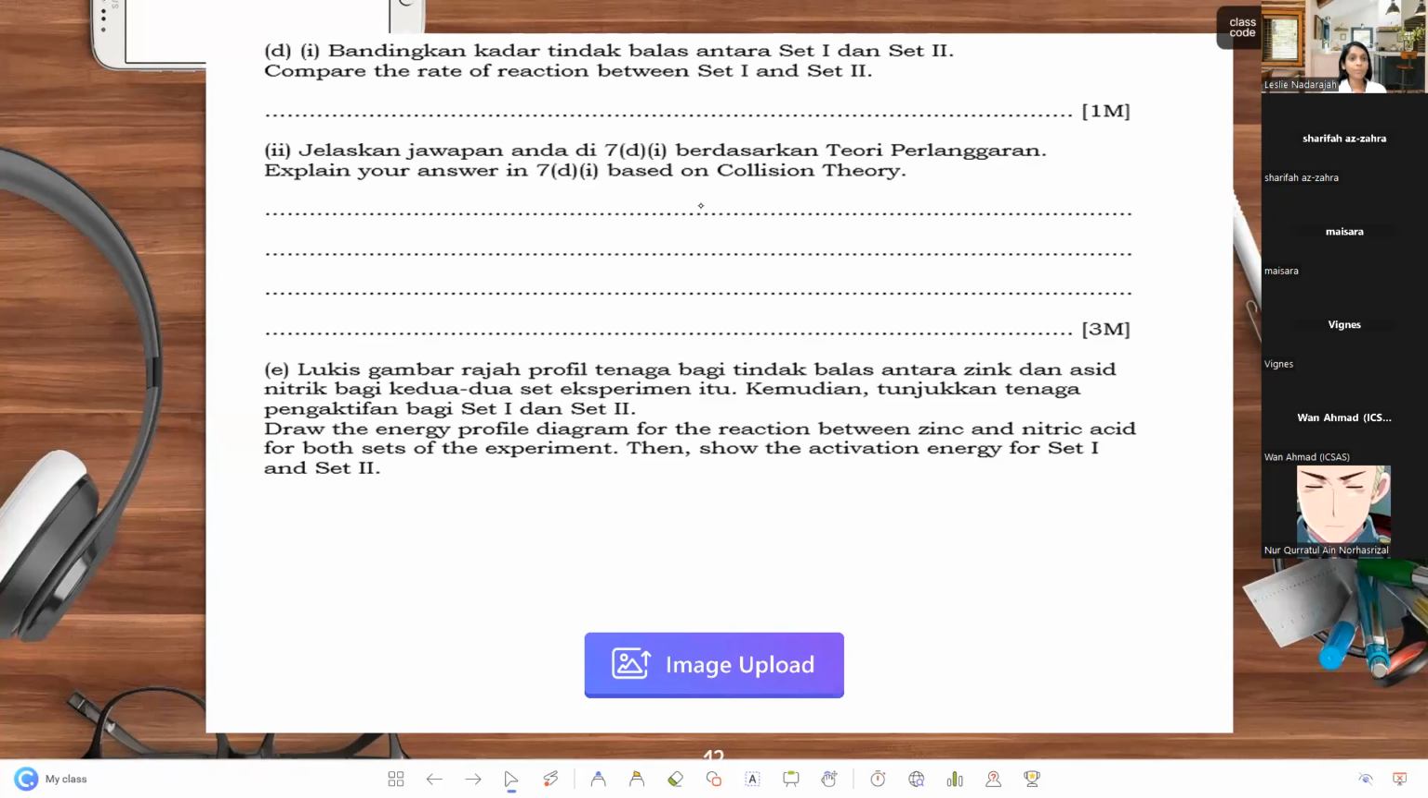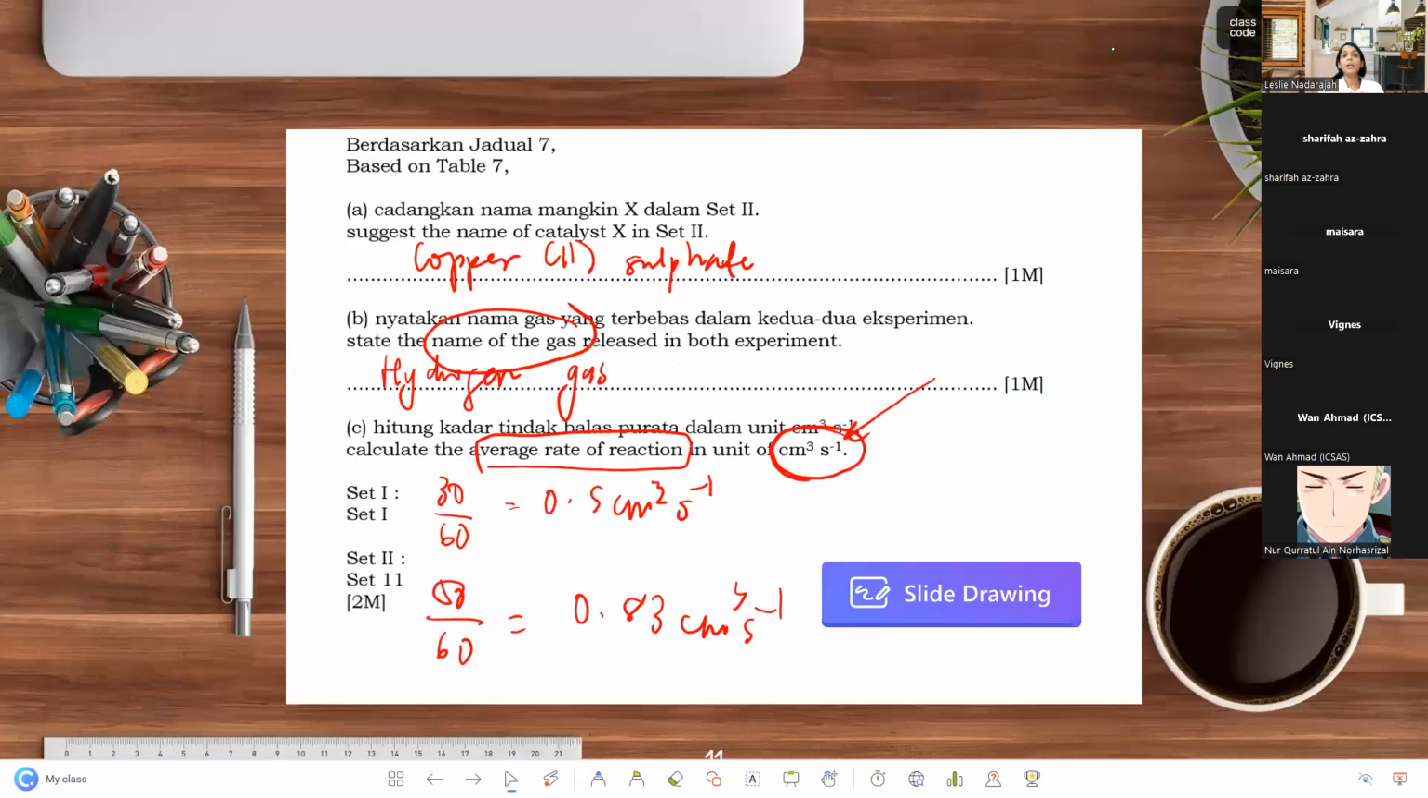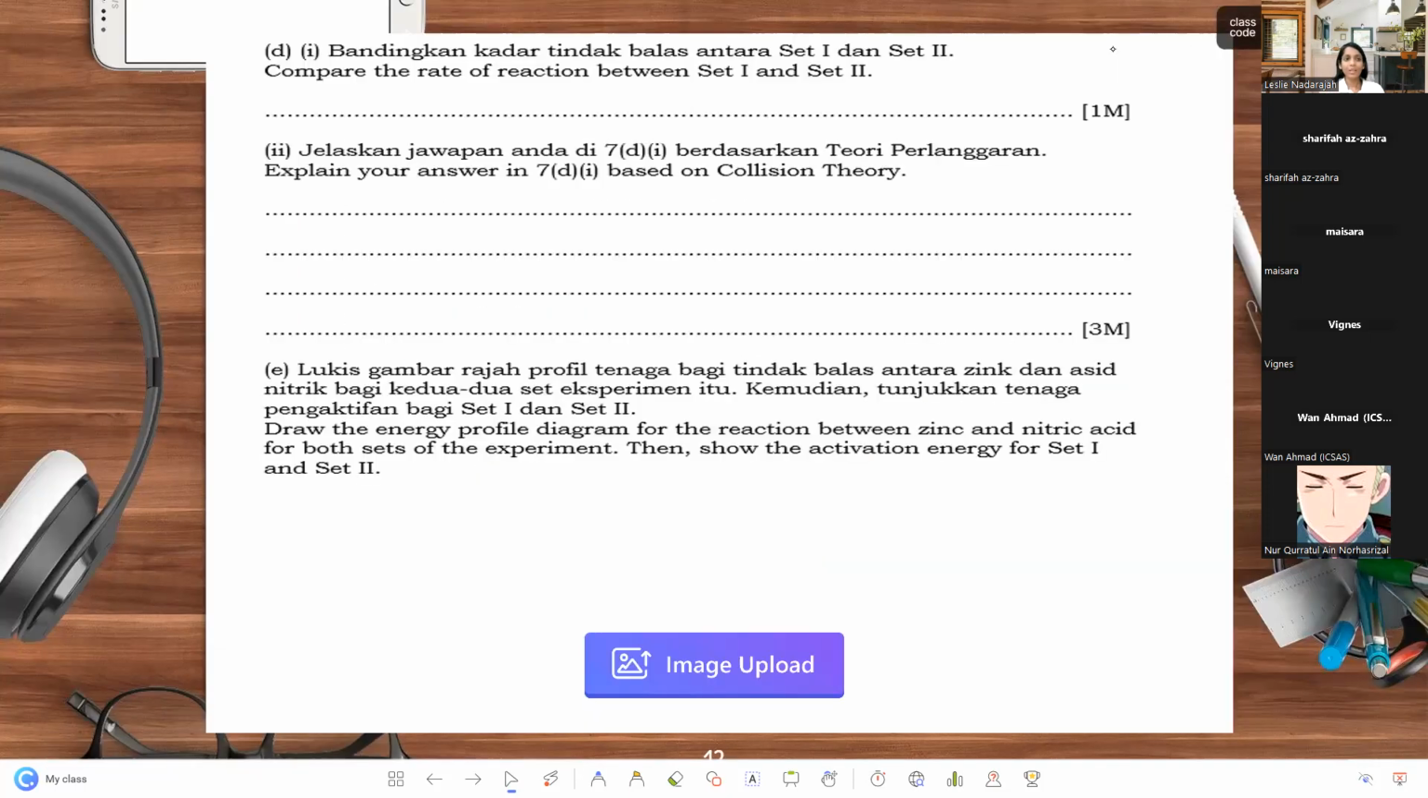So Aiden says ROR in set 1 is lesser than ROR in set 2. Correct. You can use the other way around also. ROR in set 2 is higher than set 1. Remember, it is higher, cannot be faster. All of you put in a note, if you have some paper in front of you, ROR can only be higher, cannot be faster.